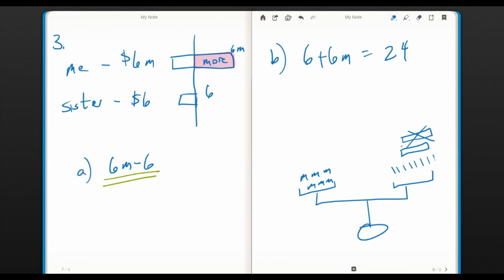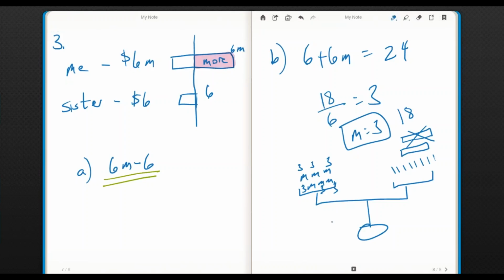That means that on this side, I now know I have a total of 18, and I have 6M balancing that, which simply tells me I'm going to take my 18 and divide it into 6 equal groups, and that'll give me 3. The value of M is 3. If each of these is 3, then 6M is the same thing as 18.